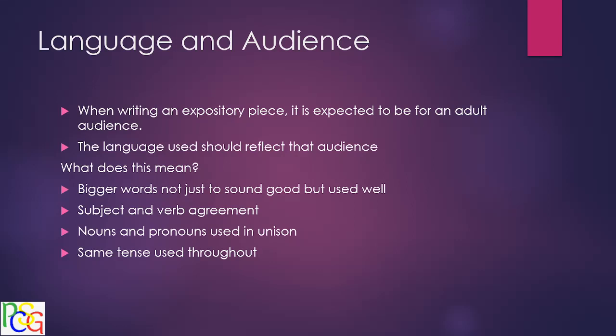Alright? So the next thing I want to talk about is subject and verb agreement. When you're writing an expository piece, this is very, very important. This is so that, especially for adult audiences, when we read it, it makes sense to us. Also, nouns and pronouns used in unison. And what this means is, I've seen it happen. It may seem simple or sound simple, but I've seen it happen.